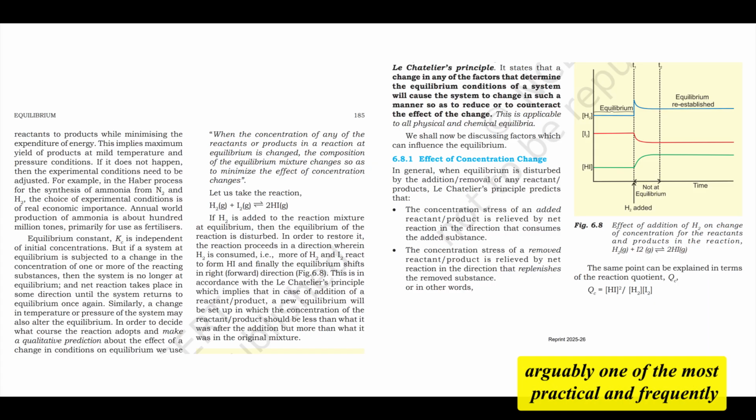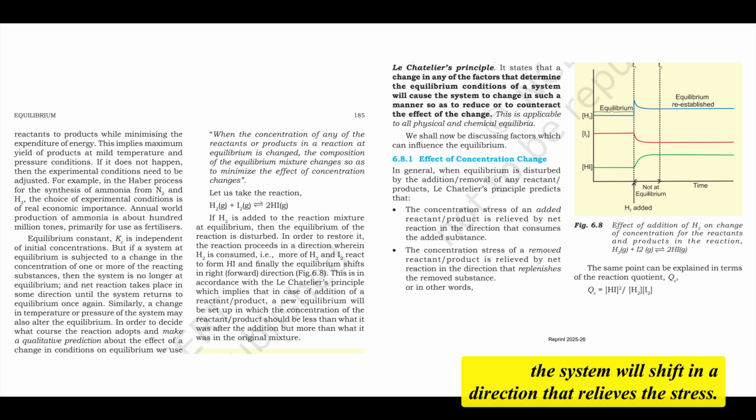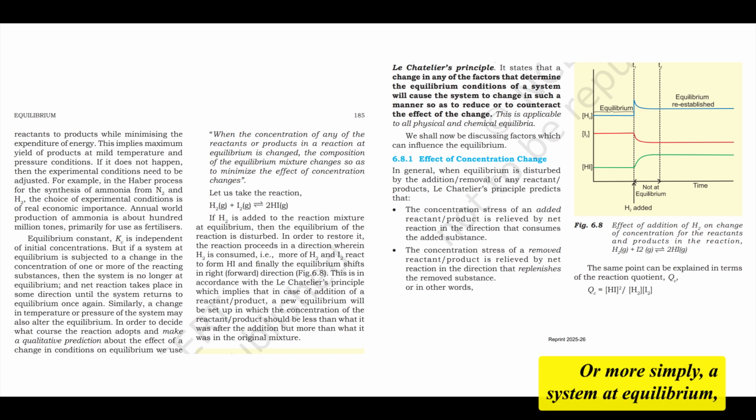Le Chatelier's principle is arguably one of the most practical and frequently tested concepts when discussing equilibrium. It's the guiding principle behind maximizing product yield in countless industrial processes, none more famous than the Haber process for making ammonia, which, as you know, is essential for fertilizers and feeding the world. Formally, the principle states something like this: if a change of condition, a stress, is applied to a system in equilibrium, the system will shift in a direction that relieves the stress. Or more simply, a system at equilibrium, when disturbed, will adjust itself to counteract the effect of the disturbance.